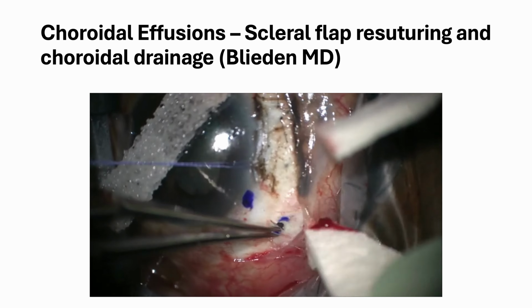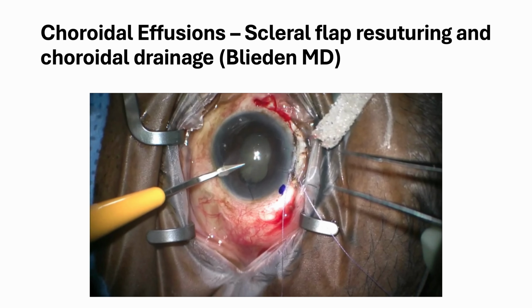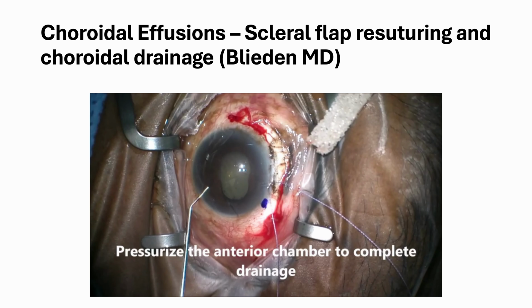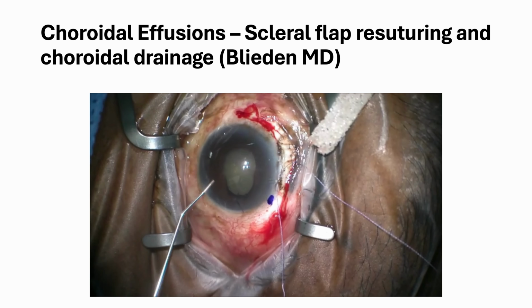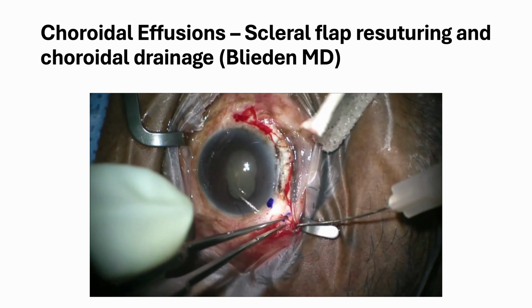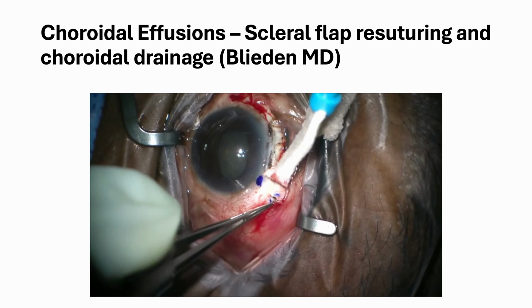A small block of sclera can be removed to help with drainage. Pressurizing the anterior chamber also enhances drainage of choroidal fluid. When closing, the scleral incision is left open for further drainage to occur.